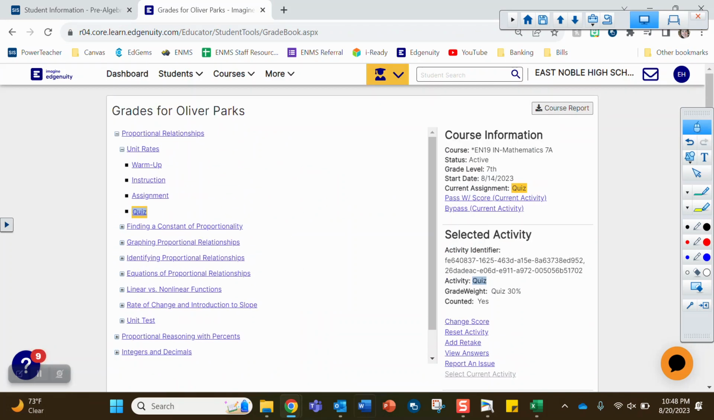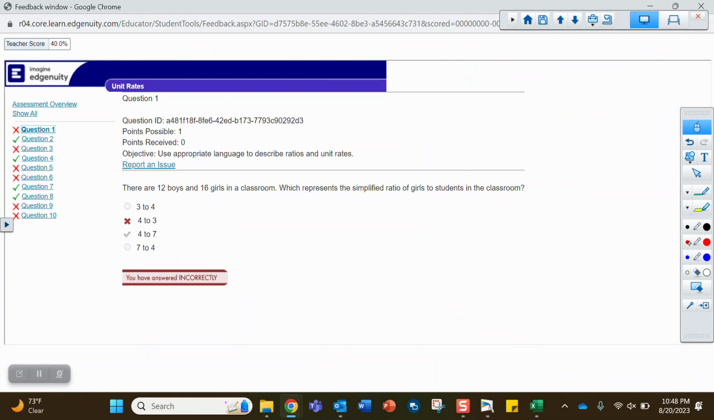Yeah, this one's all about proportions, proportional relationships. So in this example, it says there's 12 boys and 16 girls in a classroom, which represents the simplified ratio of girls to students. This is actually what we're working on in my 7th grade classroom right now. So when we're talking about a ratio, we want to make sure that we pay attention to the order in which we're asked to write the ratio and also what we're writing the ratio about.